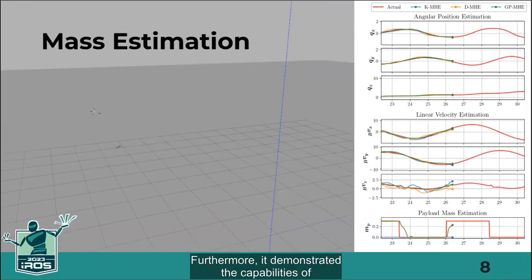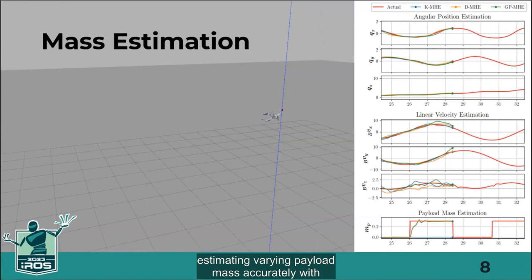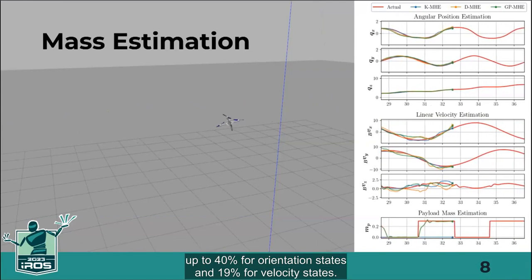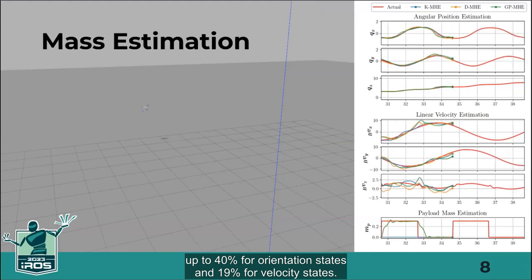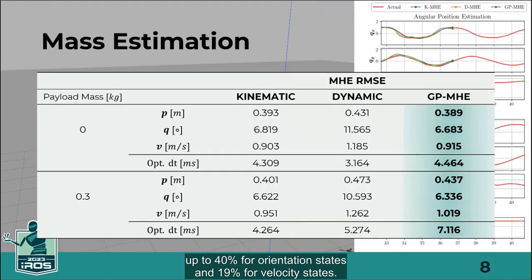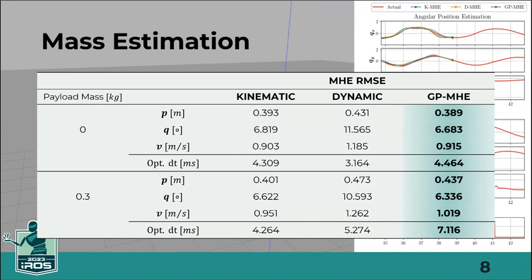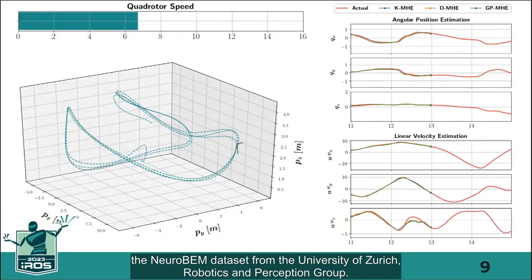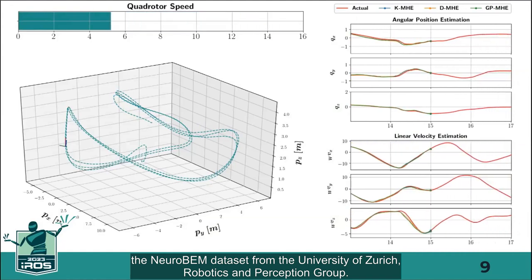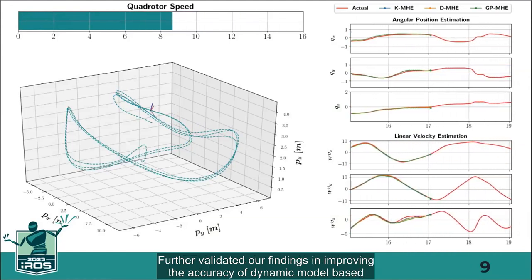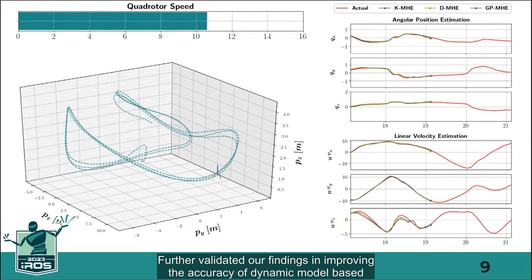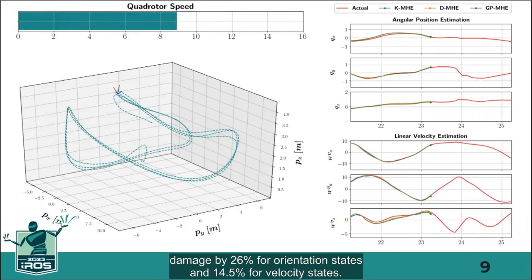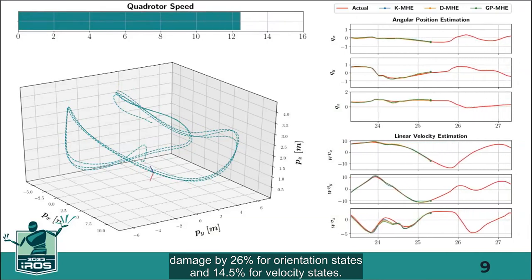Furthermore, it demonstrated the capability of estimating varying payload mass accurately, with improved state estimation performance of up to 40% for orientation states and 19% for velocity states. Lastly, the experimental studies using the Neurobeam dataset from the University of Zurich Robotics and Perception Group further validated our findings in improving the accuracy of dynamic model-based MHE by 26% for orientation states and 14.5% for velocity states.